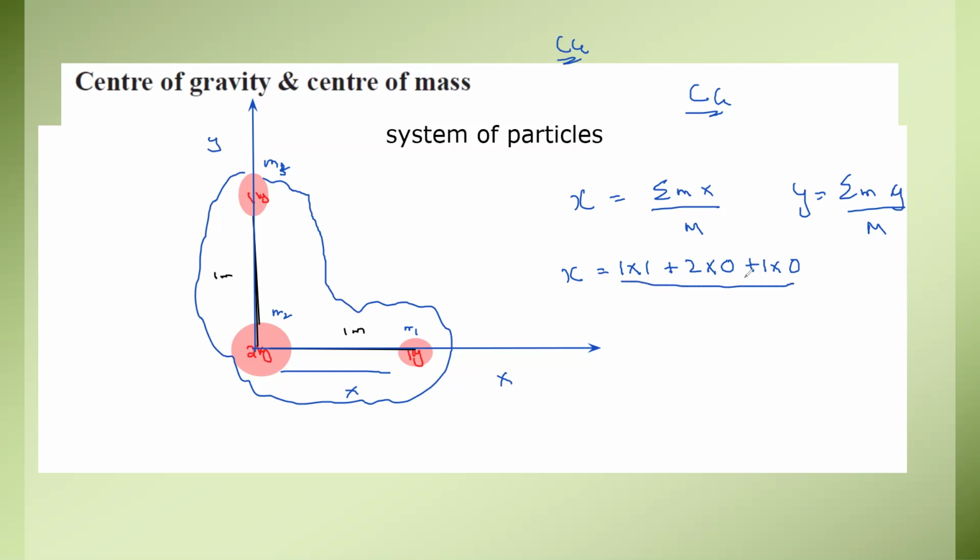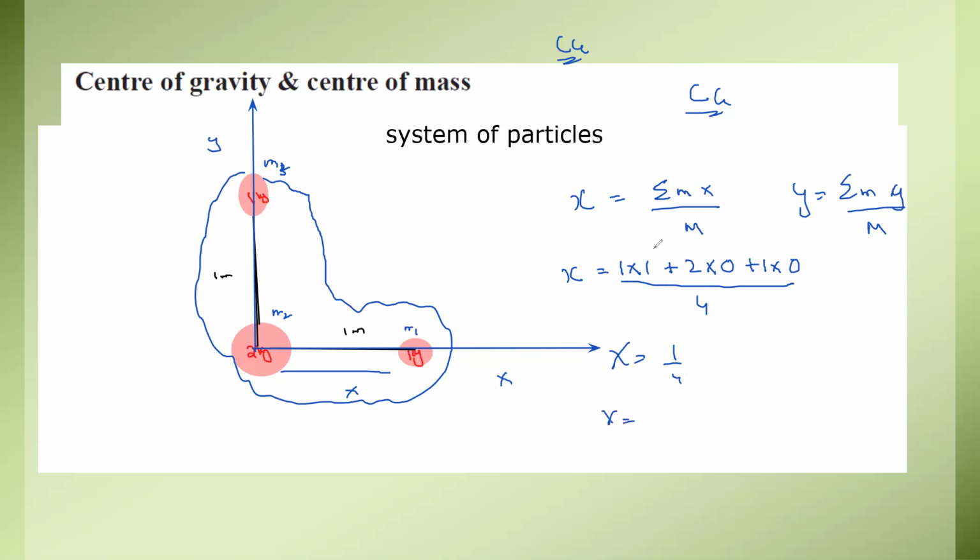Divided by the total mass of the system. What is the total mass of the system? 1, 2, and 1, so the total mass of the system is 4. So what will be the x coordinate? 1 multiplied by 1 is 1, so x will be 1 by 4. This means the center of mass will act at a distance of 1 by 4, which means 0.25 meters.